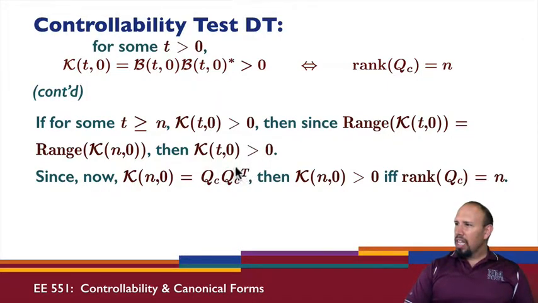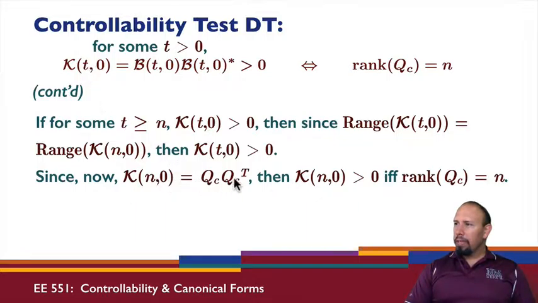On the other side, since K up to time n is given by the controllability gradient times the controllability gradient adjoint, up to this point we have proved that this condition is equivalent to saying that the controllability gradient up to time n is positive definite. So in other words, instead of using this condition now, I'm going to use this other condition, that is the controllability gradient up to time n.